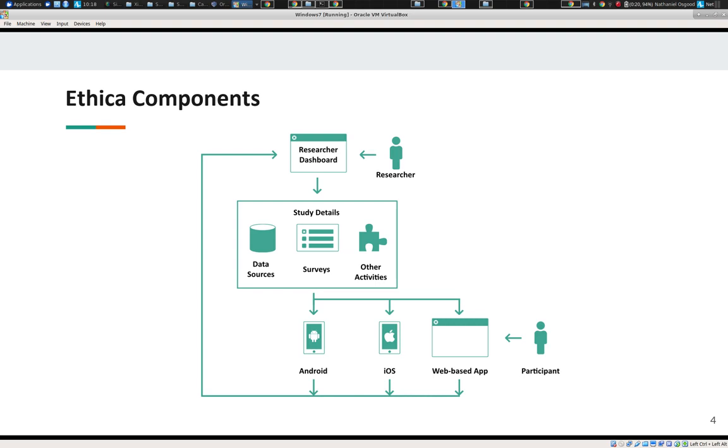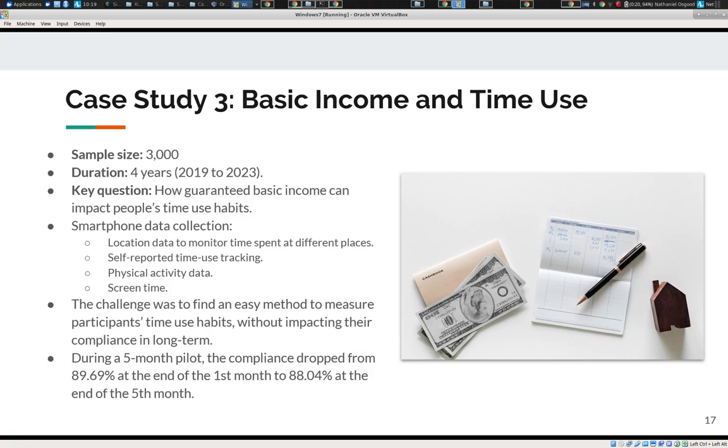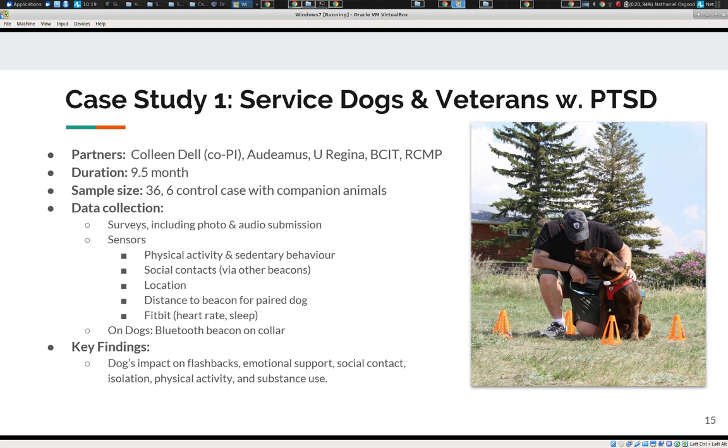Maybe the patient's better after. With traditional instruments, we don't necessarily know why, but here we can track, for example, how much time after getting the service dog is the veteran spending outside versus inside? To what degree is their schedule much more regular? To what degree are they engaged in more moderate to vigorous physical activity or sedentary behavior? To what degree are they seeing others more? To what degree are flashbacks occurring?